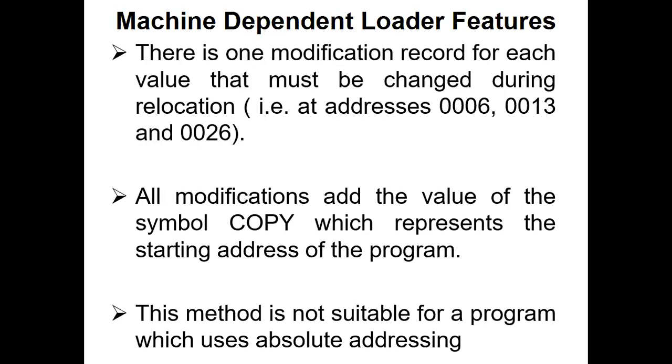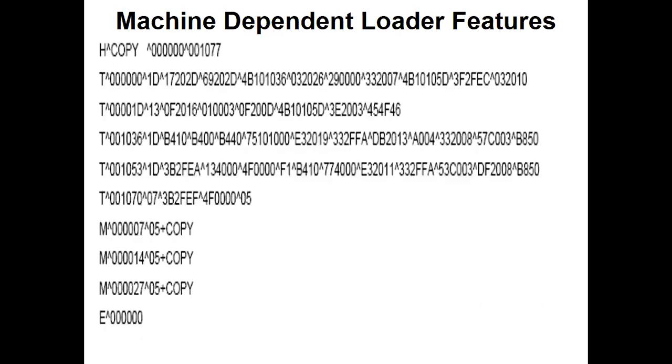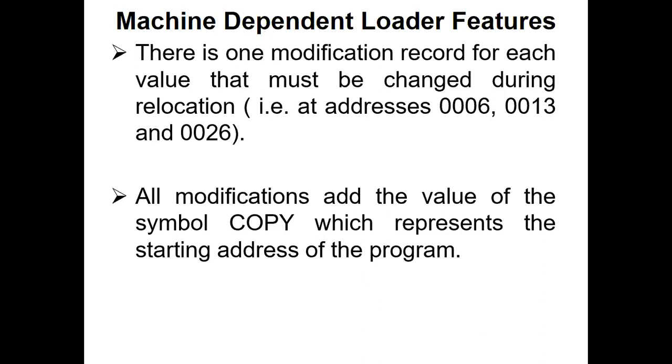So we are saying that when you write a modification record, you remember how we write it. A modification record begins with the M, followed by the beginning address which will need to be modified, then followed by the number of half bytes for the field which has the address. For example, there is that first program, the one where we were beginning from 0000.